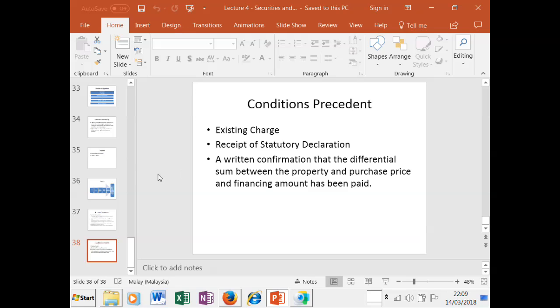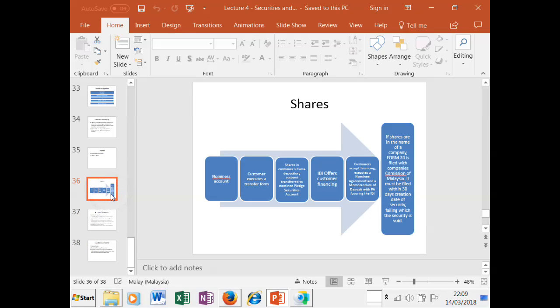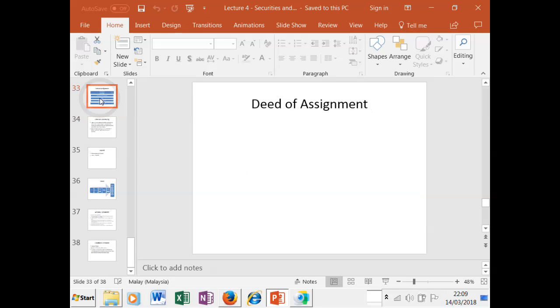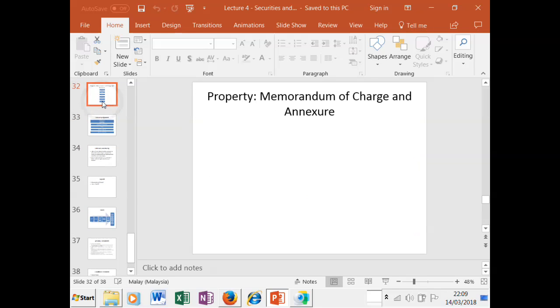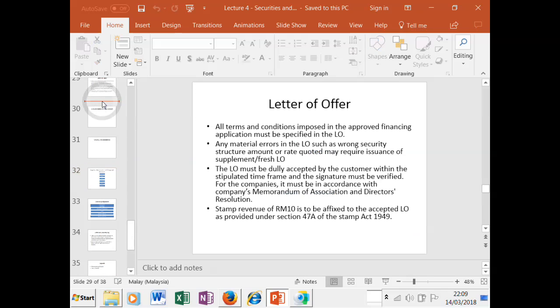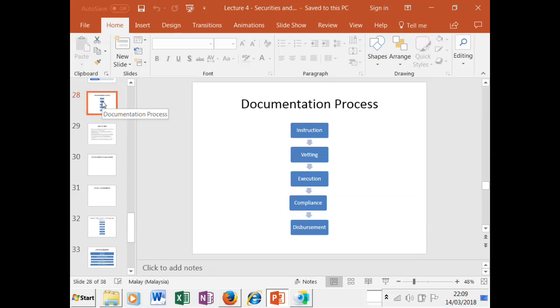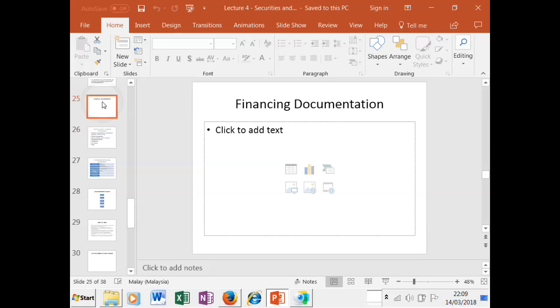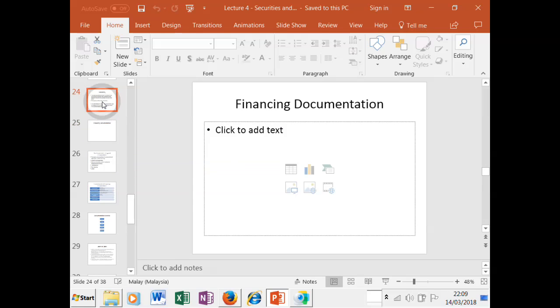Condition and procedure. Ada yang belakang yang lain. Deed of assignment lain. Okey, ini letter of offer, documentation process. Okey, yang belakang yang lain. Okey, financing document. Okey, yang ini.